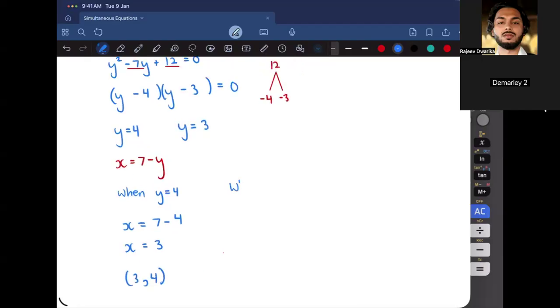So help me now. When y is 3, how would I find x? X would be equal to what? X would be equal to 4. Not 3, sorry. So x would be equal to?